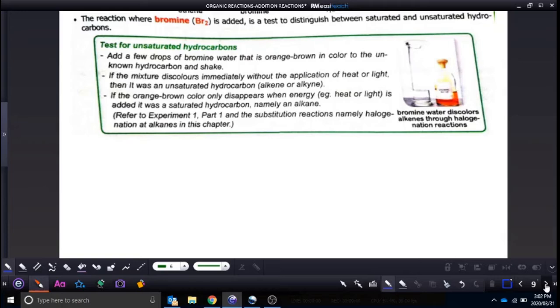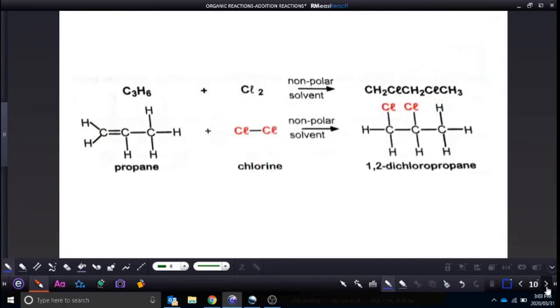So if it goes from unsaturated to saturated, remember unsaturated has double or triple bonds, while saturated is hydrocarbons that only have single bonds. So it will decolorize, in other words, the brown color will disappear and it will become colorless again. Very important. Why did our experiment actually flop? Because the bromine water had already got in contact with sunlight and it decolorized.